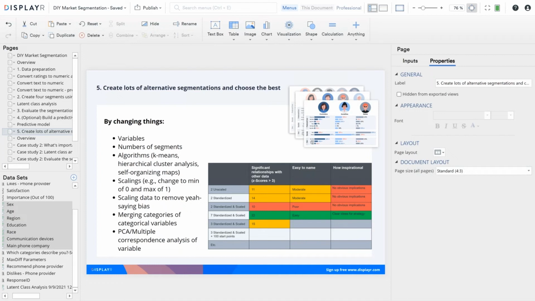So far, we've only looked at 4 segment solutions. We can look at any number, even as few as 2, as many as 10 if we want, but generally, I recommend staying in the range of 3 to 8. We can play around with different algorithms. Now, as I said, latent class analysis is the best algorithm in general, but why not play with one of the other approaches as well? The goal is you want to come up with lots of alternative segmentations, and then you need to evaluate them.